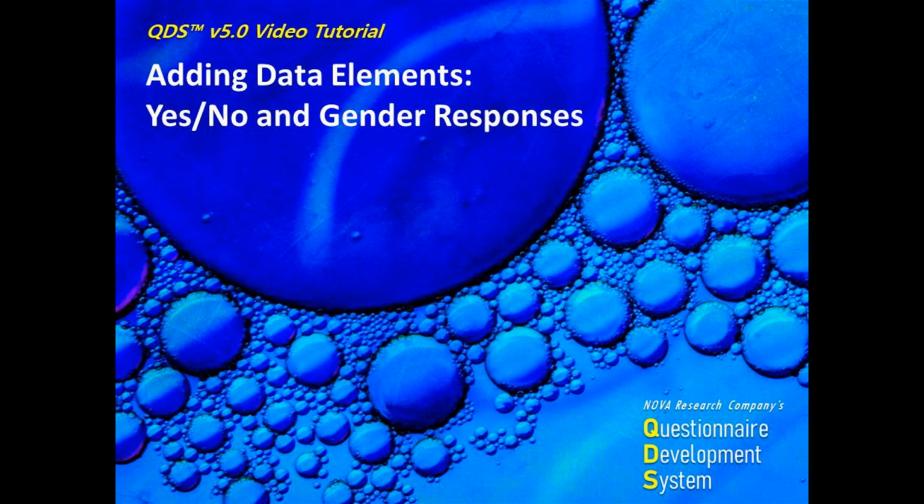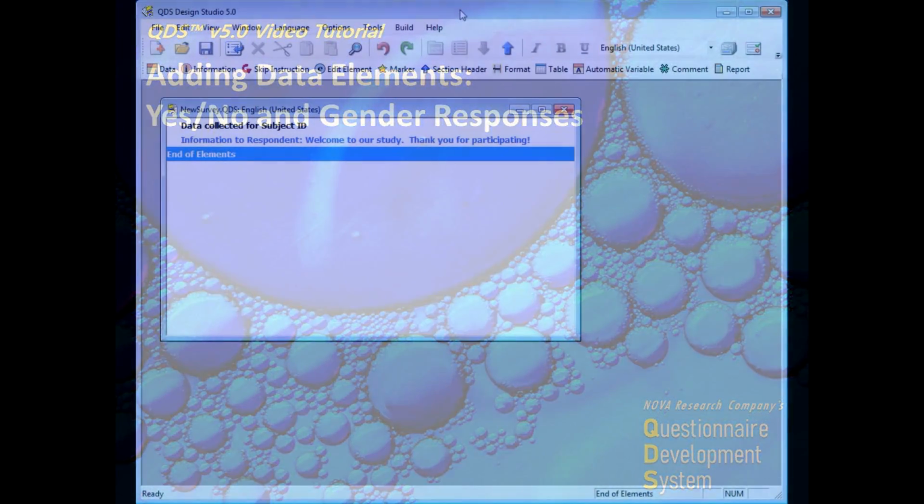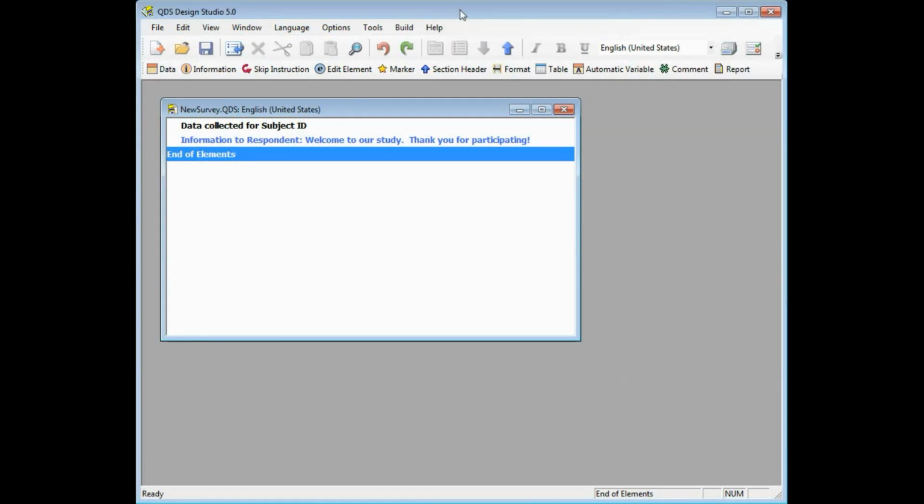In this QDS training video, you'll learn how to add a yes, no, and gender type question. Most questionnaires will have one or more questions that expect a yes or no response. For example, you might have a question, have you been to see a doctor in the past year?